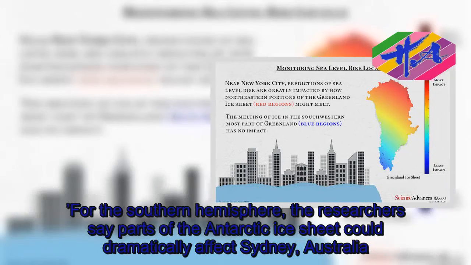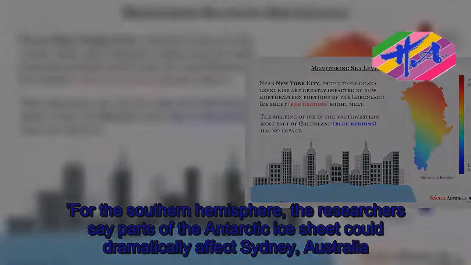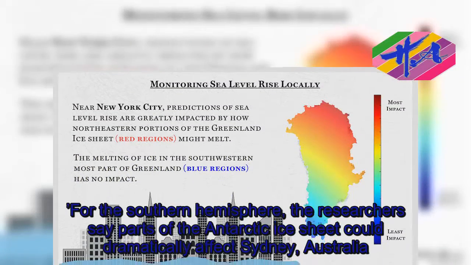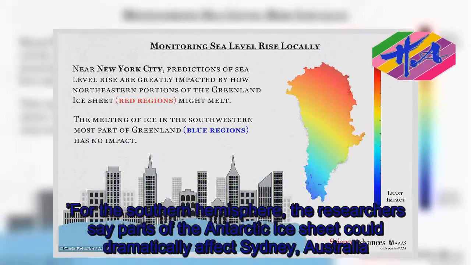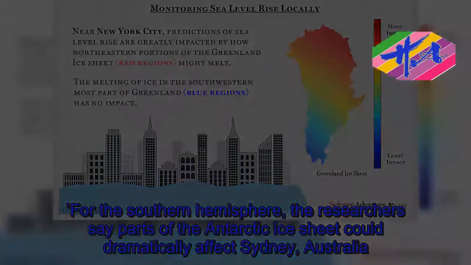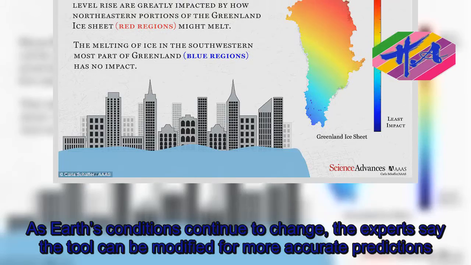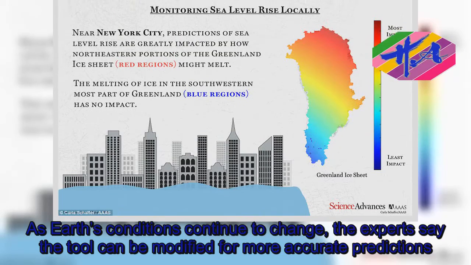For the southern hemisphere, the researchers say parts of the Antarctic ice sheet could dramatically affect Sydney, Australia. As Earth's conditions continue to change, the experts say the tool can be modified for more accurate predictions.